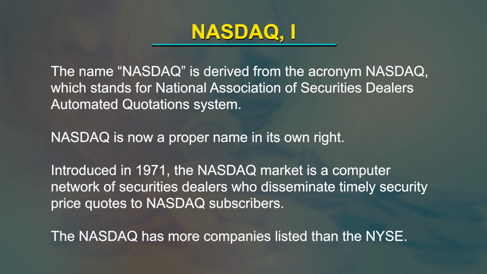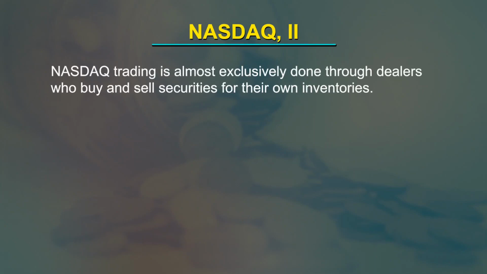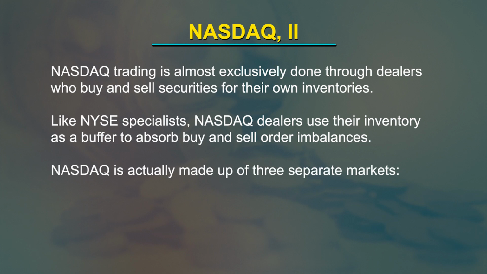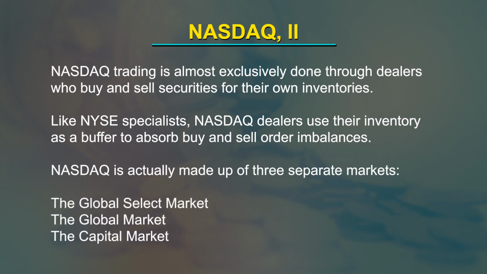The NASDAQ has more companies listed than the New York Stock Exchange. On most days, the volumes in NASDAQ exceeds the NYSE volume. NASDAQ trading is almost exclusively done through the dealers who buy and sell securities from their own inventories. Like the New York Stock Exchange specialist, the NASDAQ dealers use their inventory as a buffer to absorb the buy and sell order imbalances. The NASDAQ is usually made up of three separate markets. We have the global select market, the global market, and the capital market.